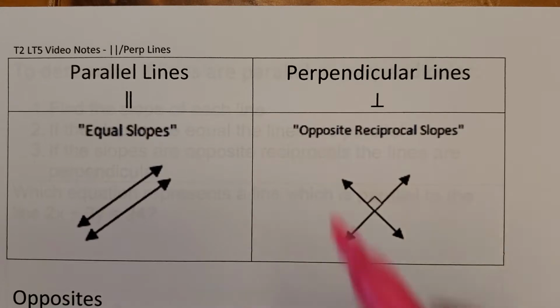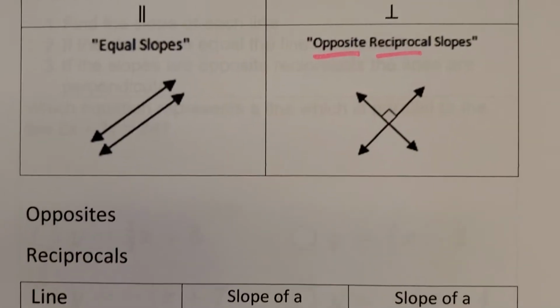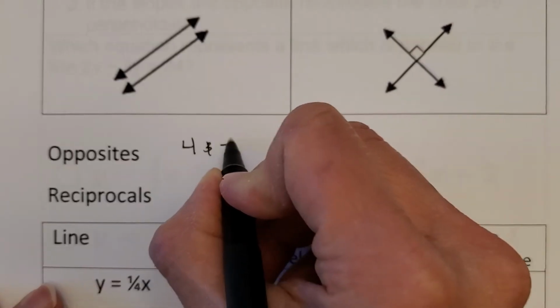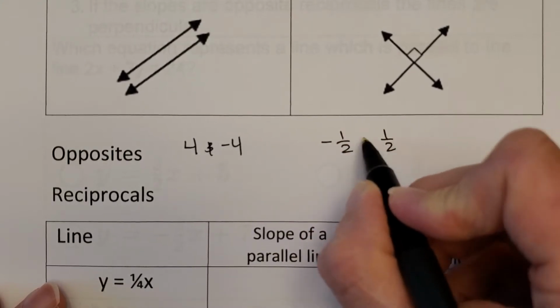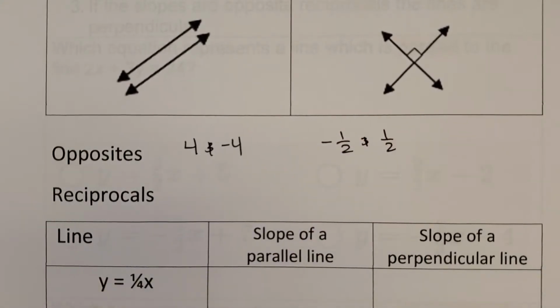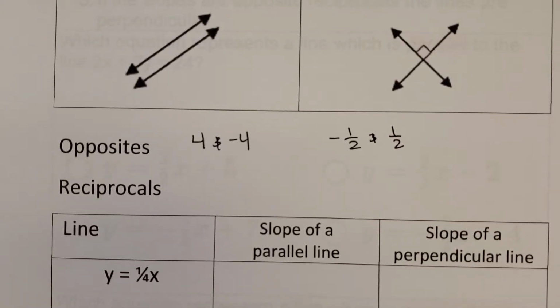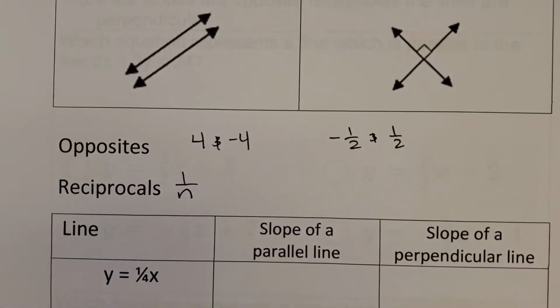That means you're going to take the opposite and flip it over, right? We talked about opposites and reciprocals yesterday. Opposite examples are 4 and -4, or -1/2 and +1/2. Two numbers that are on opposite sides of 0, the same distance from 0. Reciprocals happen when you flip over the number, or basically the algebraic way is you take 1 and divide it by that number. That's a little more complicated way.